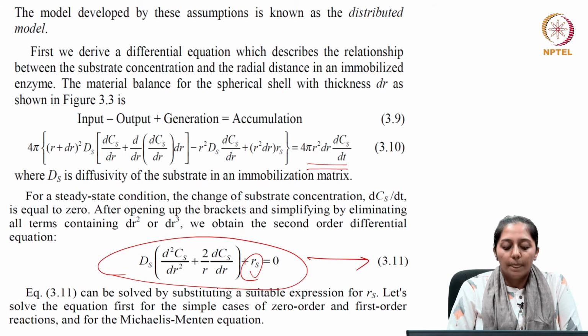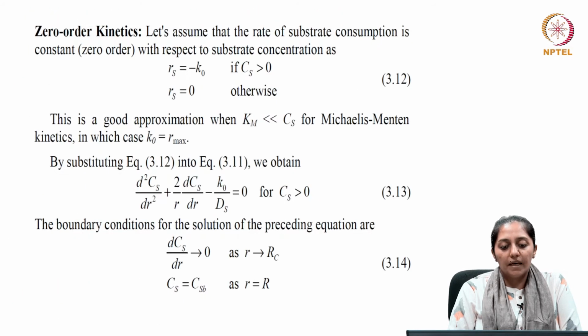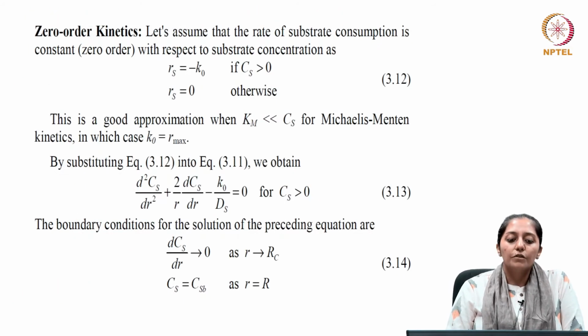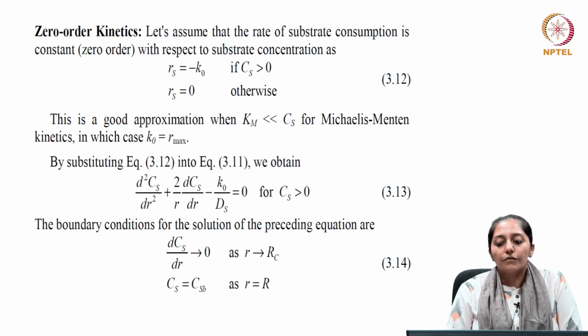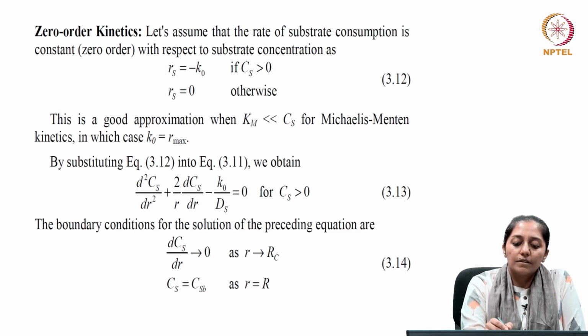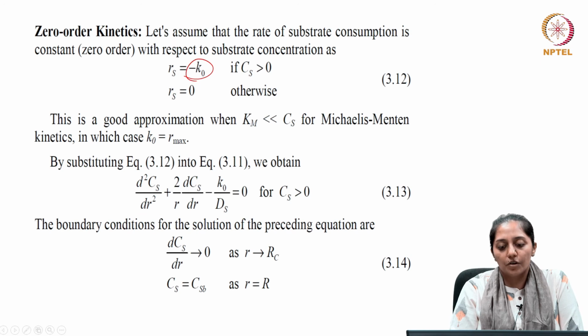Now, in order to solve equation 3.11 shown here, you can substitute a suitable expression for the reaction rate Rs. Let us take some cases. Let us first assume a zero order kinetics. For a zero order kinetics, the rate of substrate consumption is constant with respect to substrate concentration. So your reaction rate is, let us assume, minus K naught, where K naught is your reaction rate constant, for any value of Cs greater than 0, and if the Cs is not there, then obviously the rate of reaction is 0.